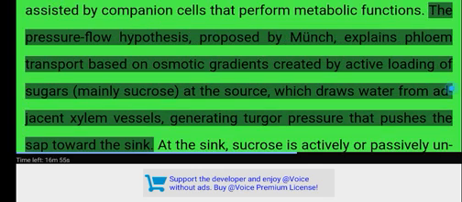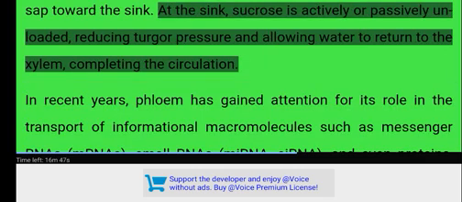The pressure flow hypothesis, proposed by Münch, explains phloem transport based on osmotic gradients created by active loading of sugars, mainly sucrose, at the source, which draws water from adjacent xylem vessels, generating turgor pressure that pushes the sap toward the sink. At the sink, sucrose is actively or passively unloaded, reducing turgor pressure and allowing water to return to the xylem, completing the circulation.